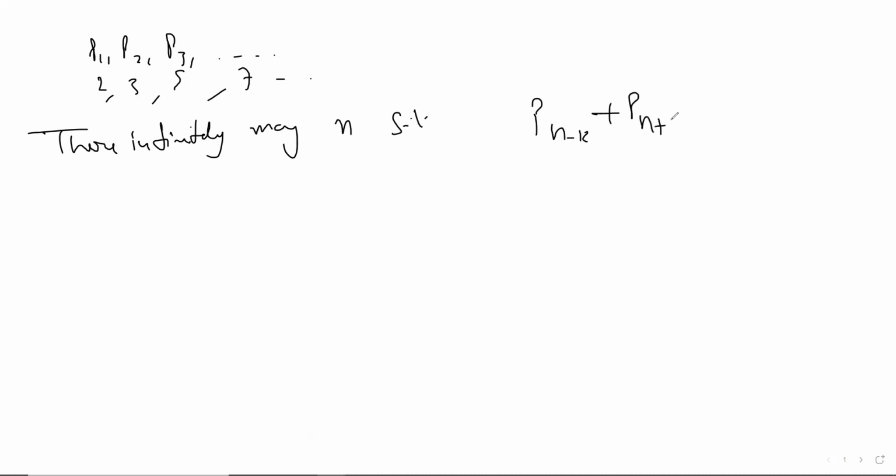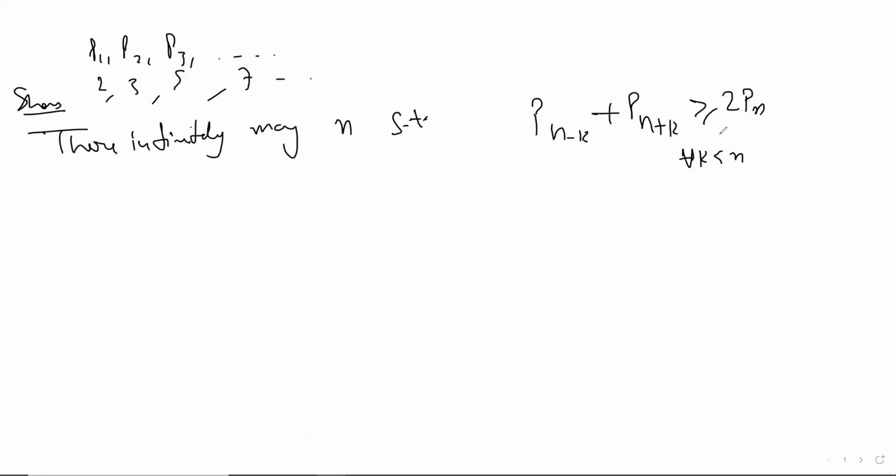Then we want to show that there are infinitely many positive integers n such that the average of P(n-k) and P(n+k) is greater than Pn. Intuitively this makes sense, but I don't know how to prove it. And this happens not just for any k, but for all k less than n. So this is what we want to show. Yes, this is Pn.